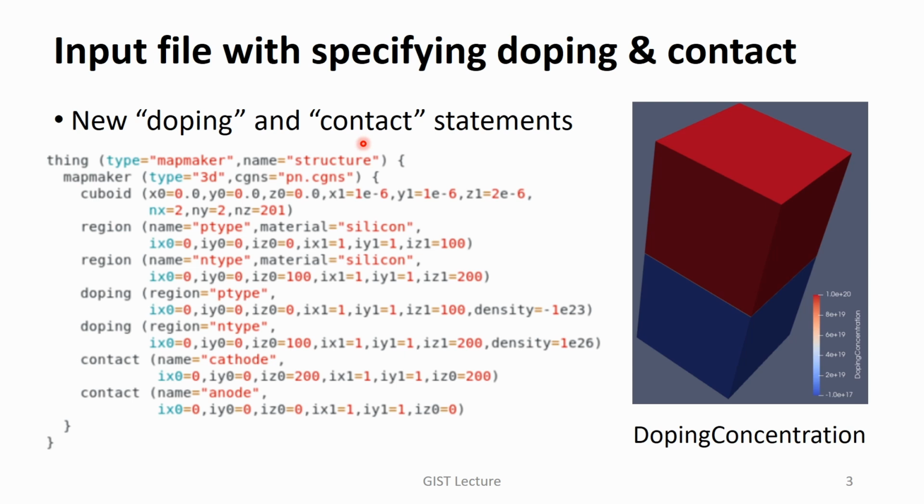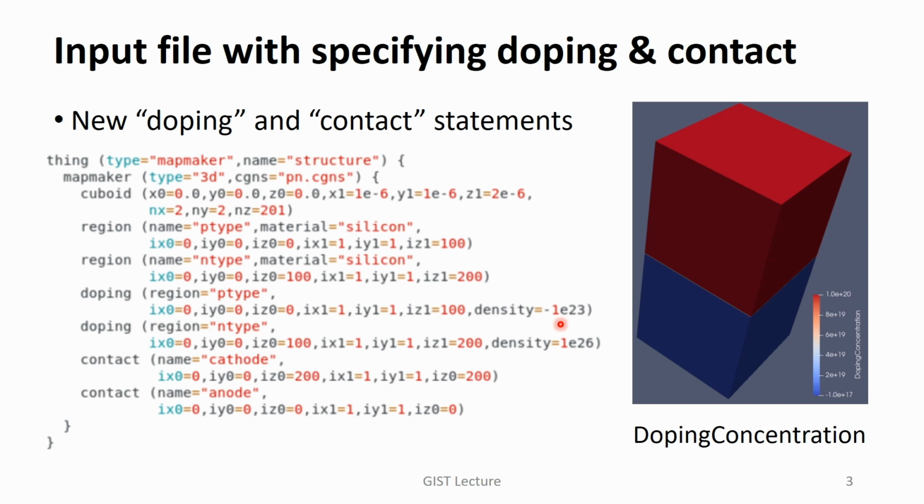In the doping statement, first you specify the region and a box. After that, doping density is specified. For the p-type region, we have minus 10 to the 23. Here, the negative sign represents the p-type doping. On the other hand, a positive sign is reserved for an n-type doping. Also, the number 10 to the 23 sounds strange.